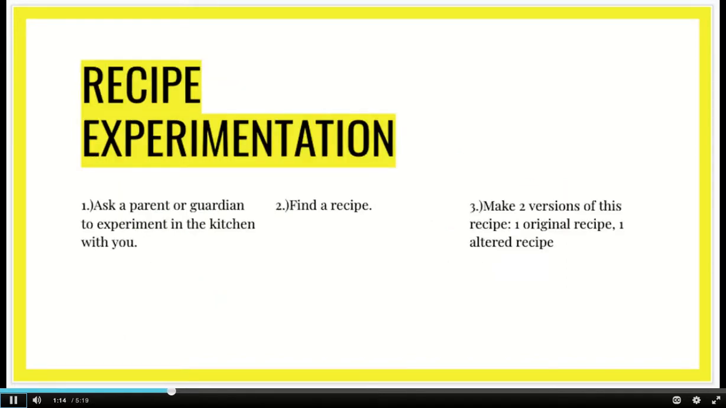So for the activity, you will ask a parent or a guardian to experiment with you in the kitchen. Find a recipe. It can be simple or complex, but it must be an actual recipe found online or in a cookbook. You are going to make two versions. The first is going to be exactly like the recipe says, and the second one you will be removing or substituting one of the steps and/or ingredients.